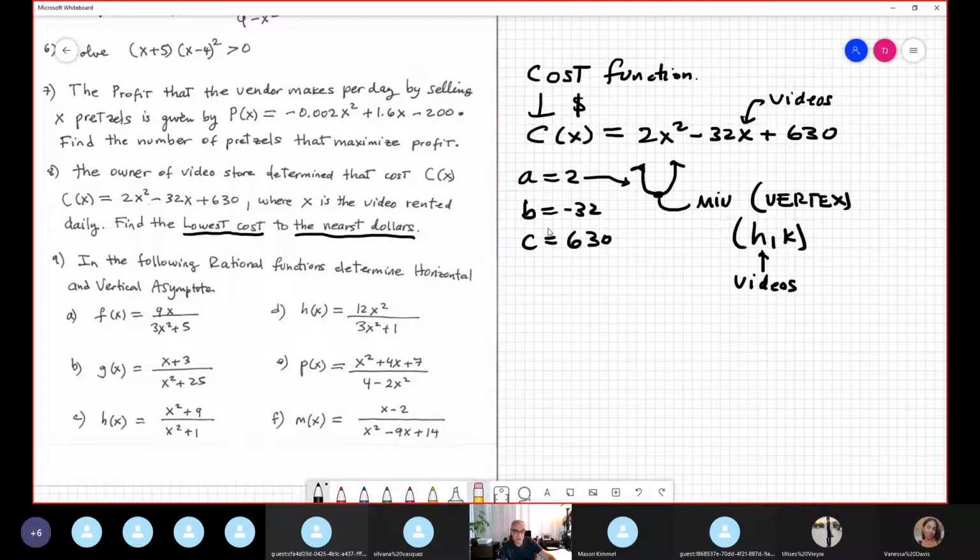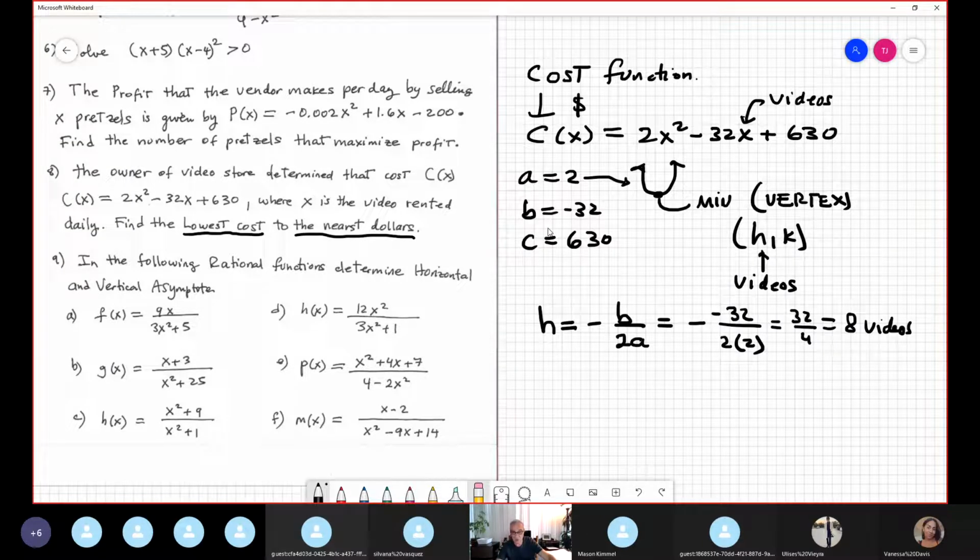So basically, my final answer is C, evaluated at the H that corresponds. So what is my super important formula? H equals minus B over 2A. So minus B is negative 32, divided by 2 times 2. 2 times 2 is 4. And double negative becomes positive. Now 32 divided by 4 is 8. 8 videos.